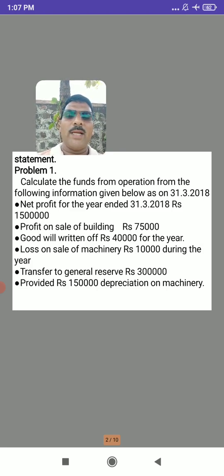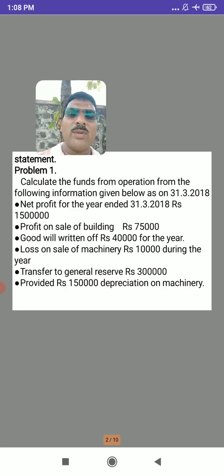The information is given below as on 31/3/2018. Net profit for the year ended 31/3/2018 is 15 lakh rupees. Profit on sale of building is 75,000, and goodwill written off is 40,000 for the year. Loss on sale of machinery is rupees 10,000 during the year. Transfer to general reserve is 3 lakh. Provided rupees 1,50,000 depreciation on machinery. So this is the given information, and now we have to solve it.